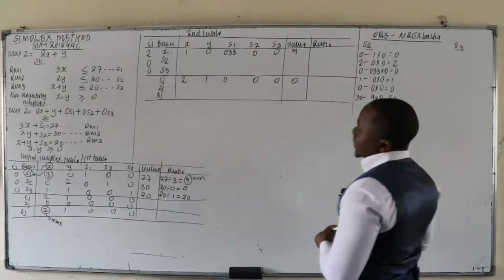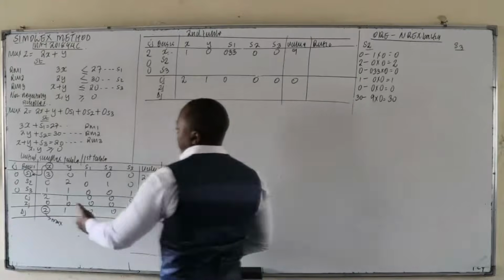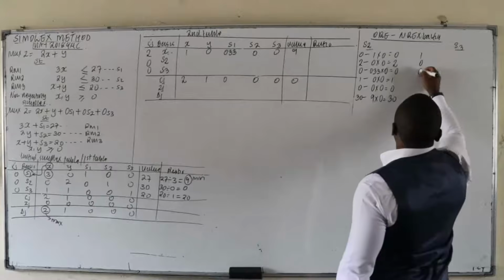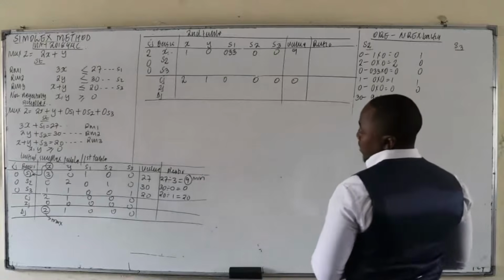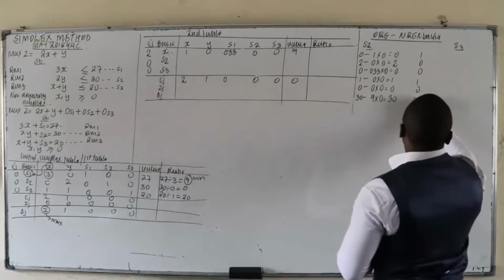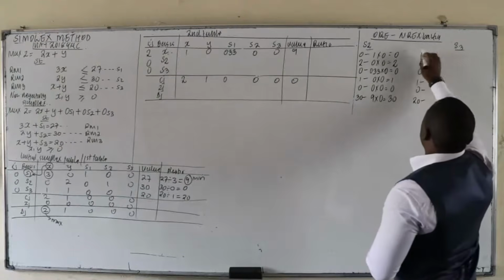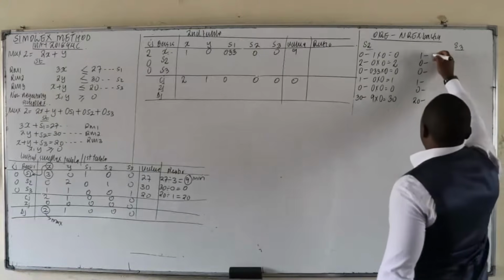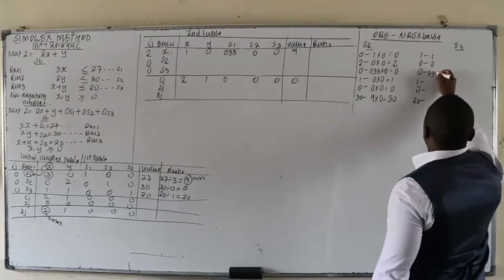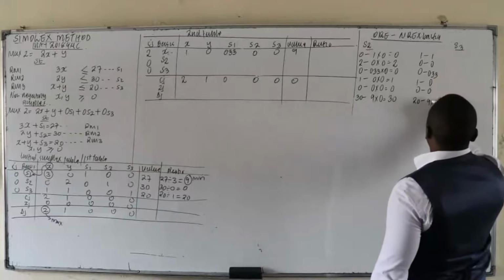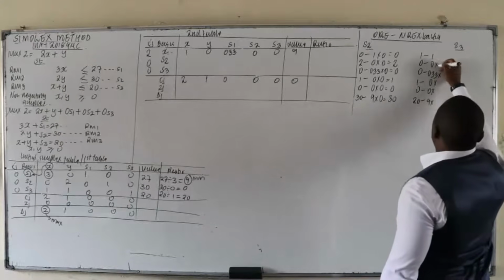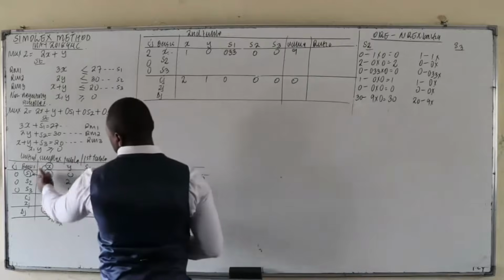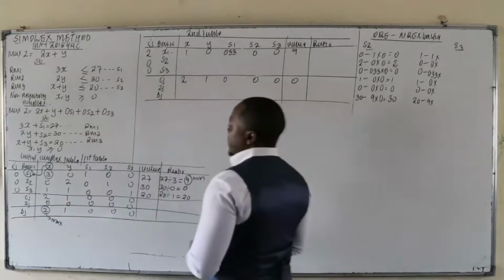Do the same for S3. You take the original row element: 1, 0, 0, 1, 0, and then we have 20. Then you minus the new row element. The new row element for X is 1, 0, 0, 0.33. Then you multiply by the balancing figure. Now for S3, the balancing figure we have is 1.